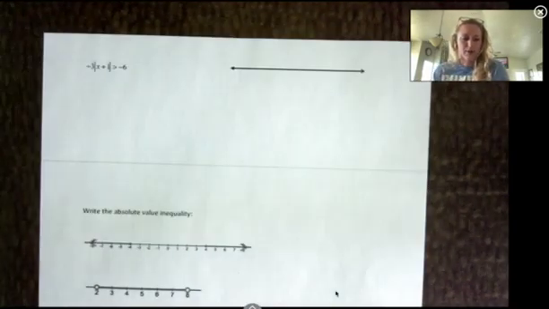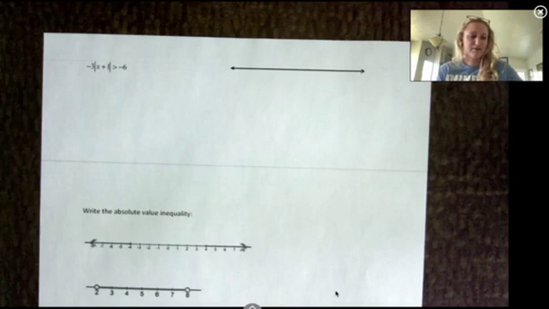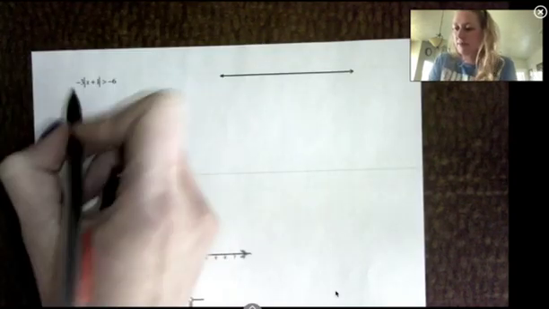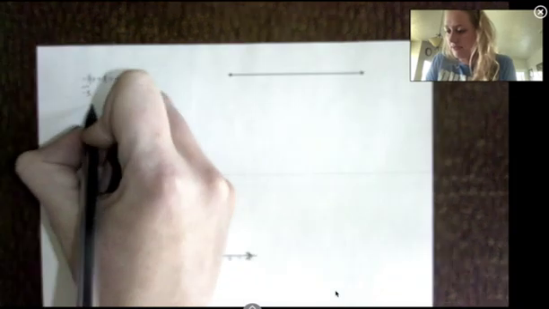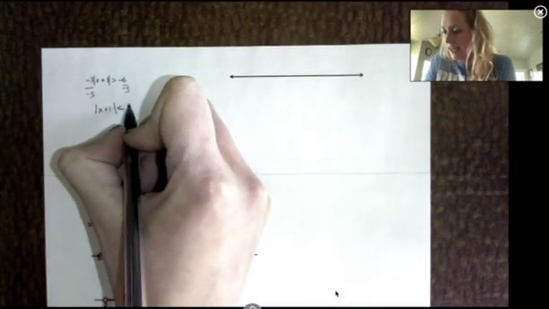Okay, a couple more here, guys. This one, I want to, again, isolate the absolute value expression. So I have to get rid of that negative 3 being multiplied first. So I'm going to divide both sides by negative 3. I have to flip the sign because I just divided by a negative. So absolute value of x plus 1 is less than positive 2.